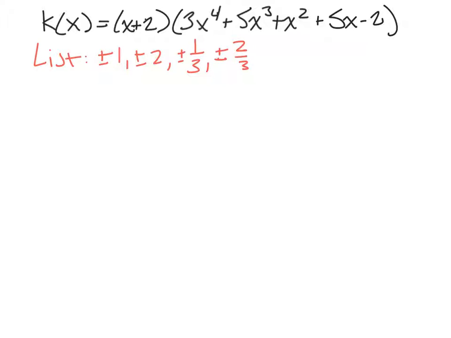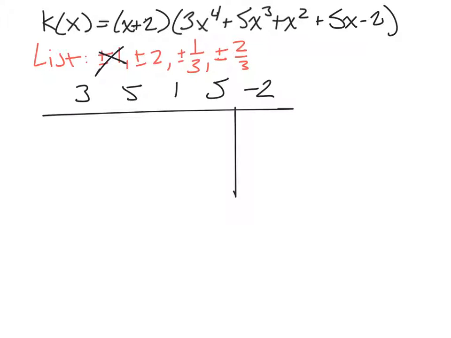The other thing is we already tried plus or minus 1. We know that's not going to work. So now when we start trying numbers, we're going to take 3, 5, 1, 5, and -2 and start trying. And what you should try first is where you left off. And we left off with -2, because we could have the possibility that k of x is just x plus 2 to the 5th power.